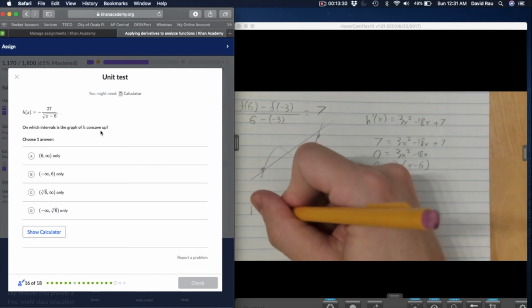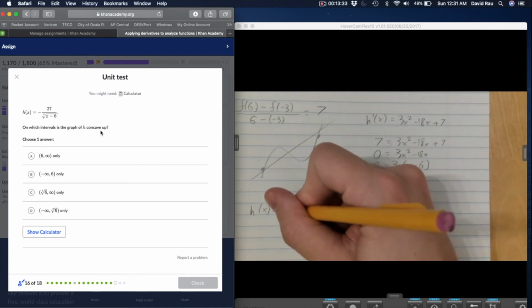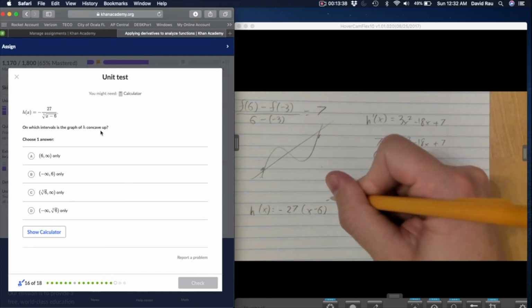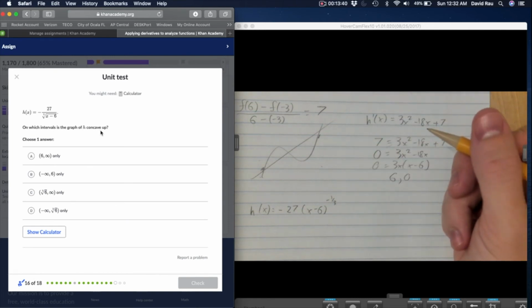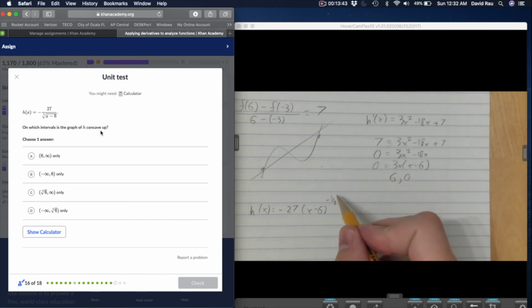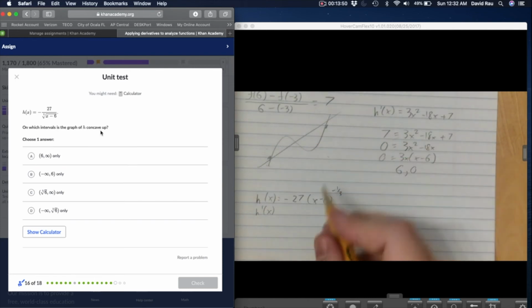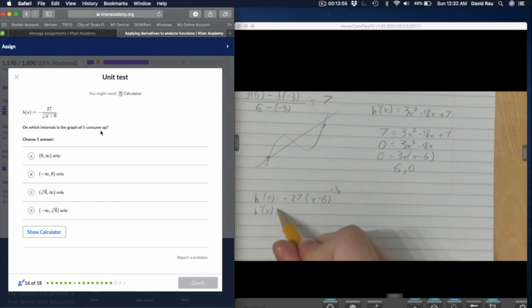I'll just rewrite h of x. That would be negative 27, and then I would write parentheses x minus 6 to the negative 1/3. That's what our function is originally. If we bring up that root, it's a third root, so it's to the 1/3 power, and we're going to make it negative since it was positive in the denominator. So now h prime, we have to do the chain rule here, but luckily the inside derives to 1, so just multiply 1 to everything, so nothing changes.